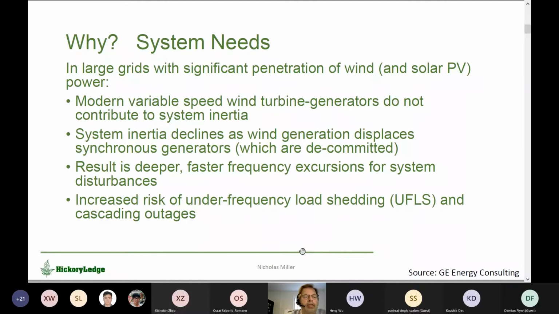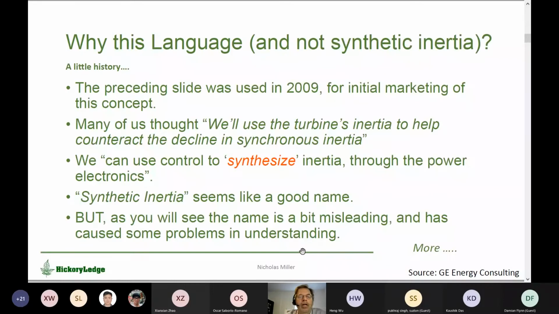So as inverter-based resources, wind, solar, displace conventional synchronous generation, the inertia declines, things change faster, all things being equal, you get deeper, faster frequency excursions from disturbances, and that represents a reliability risk. I kind of hope that isn't a surprise to anybody on the call. And we're going to look deeper here into accessing that stored energy in the drivetrain of a wind turbine to help stabilize frequency.